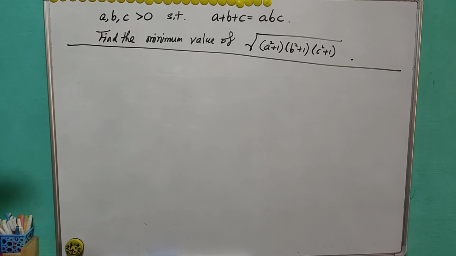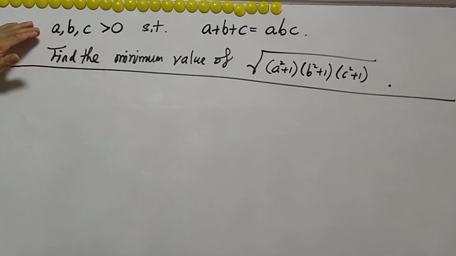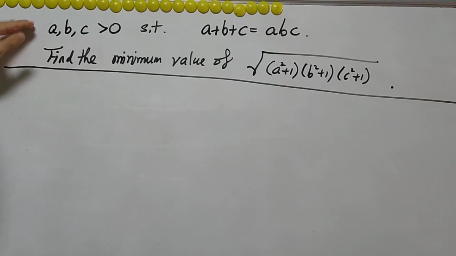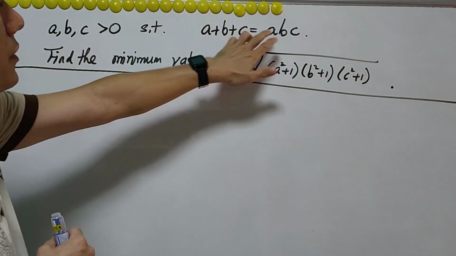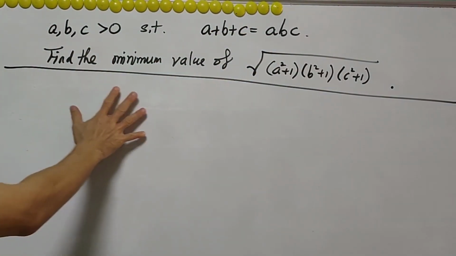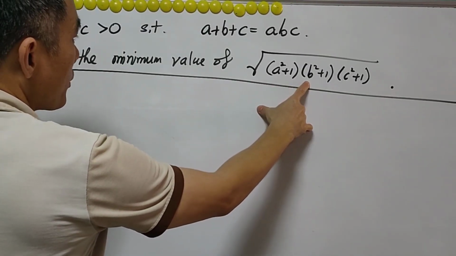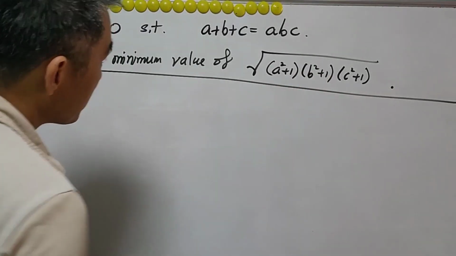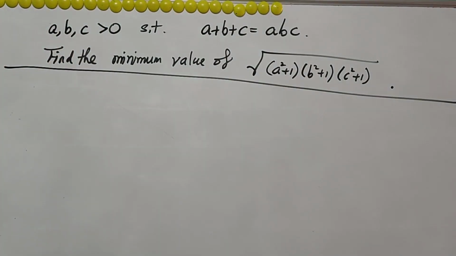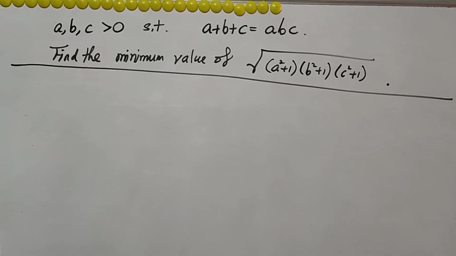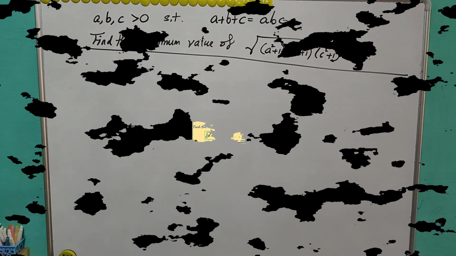For today, let's look at this algebra question. Given that A, B, C are positive real numbers such that the sum equals the product, we are asked to find the minimum value of the square root of (A squared plus 1)(B squared plus 1)(C squared plus 1). I'm going to use two different methods to solve this question. One is my favorite, the AM-GM inequality, and the other is trigonometry. Please have a good try before you look at the answer.